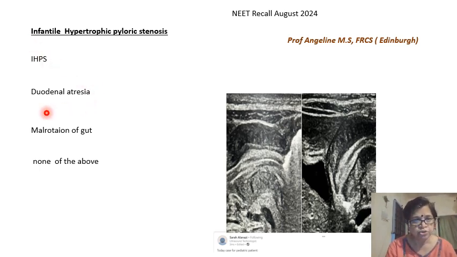Now, unless you know what image will fit for a duodenal atresia, what image for a malrotation of the gut, you will not be able to tell exactly that this image belonged to infantile hypertrophic pyloric stenosis. Previously, it was called congenital hypertrophic pyloric stenosis.